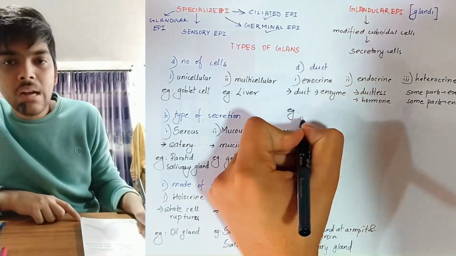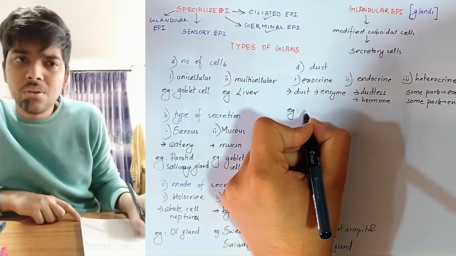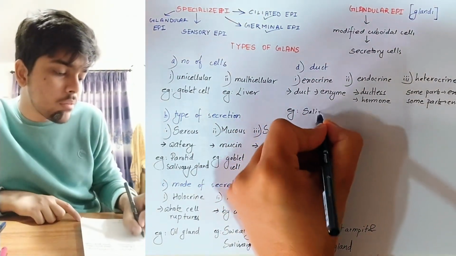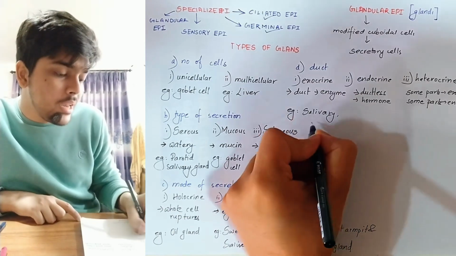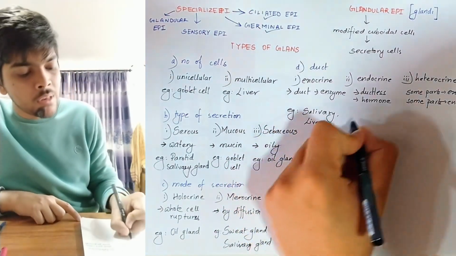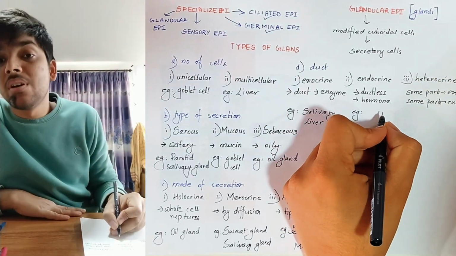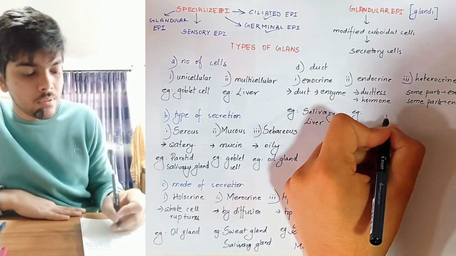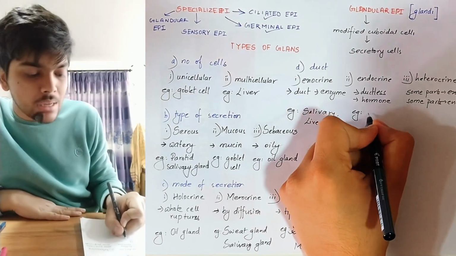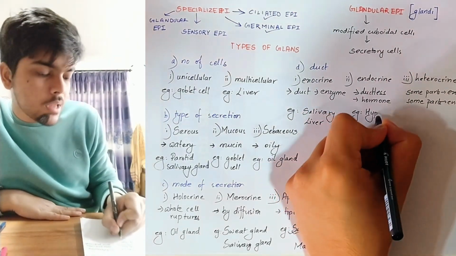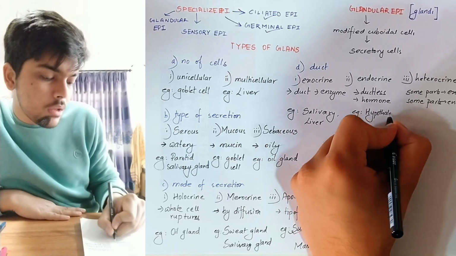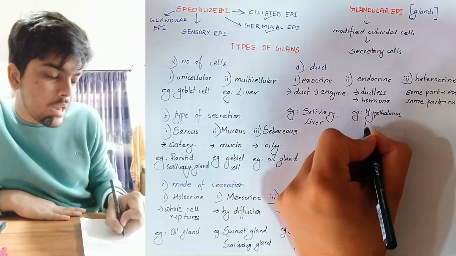Examples of exocrine gland: there's your salivary gland, that is exocrine, right? There's your liver, which is exocrine. For endocrine glands, there are a lot of examples to be studied in the chapter of endocrinology. So let's take a few examples. Hypothalamus, right? Similarly, your thyroid gland.